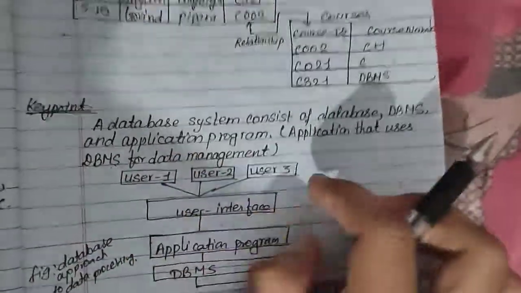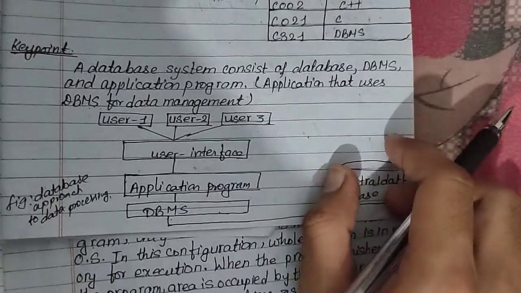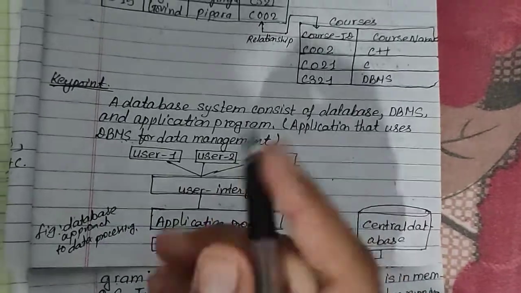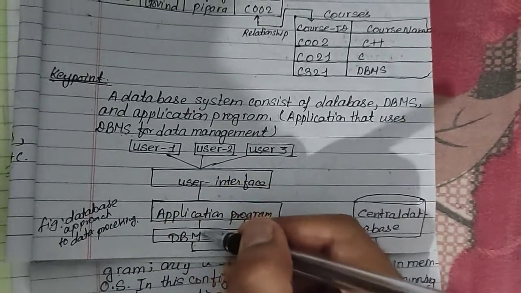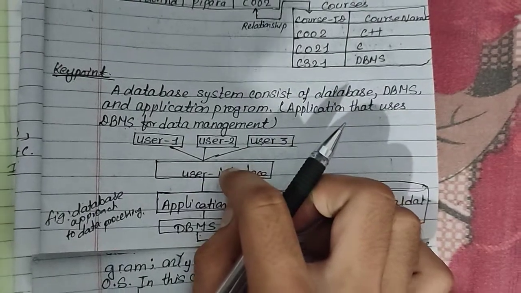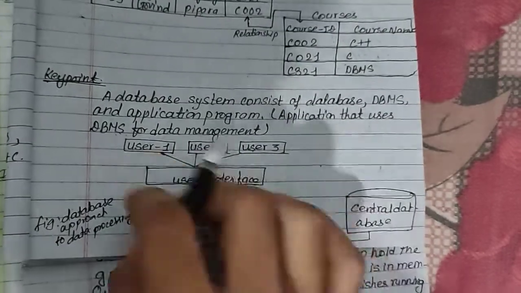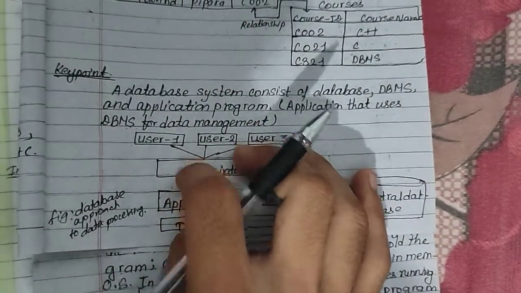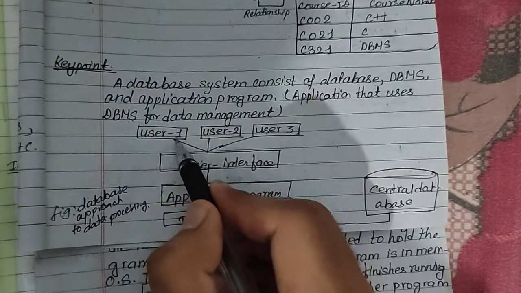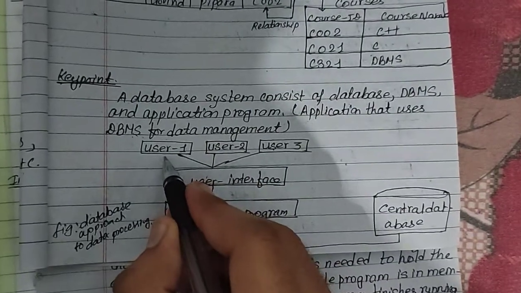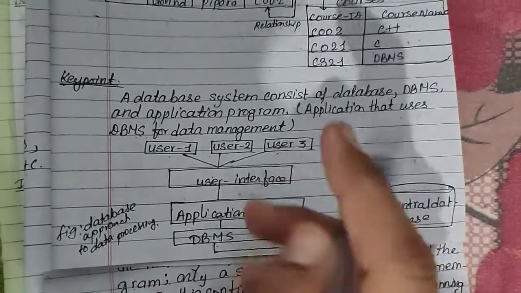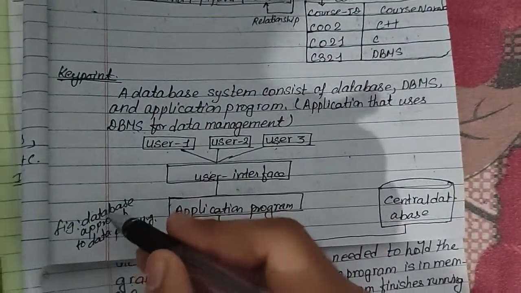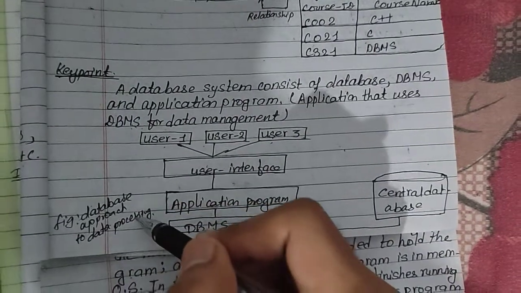Here we have a simple figure. Suppose we have a central database which is linked by the database management system. And above the database management system, we have some application. We may or may not have some application program, but we have the user interface through which the user can retrieve the data, and the data are retrieved by user 1, user 2, and user 3. The whole system is known as a database system, which is known as the database approach for data processing.